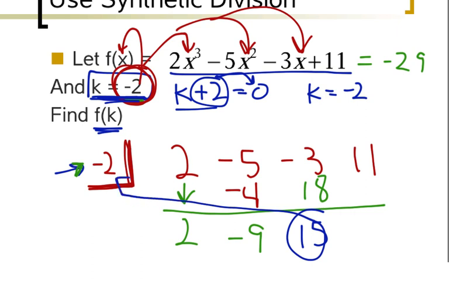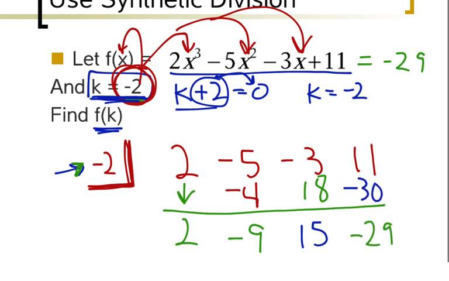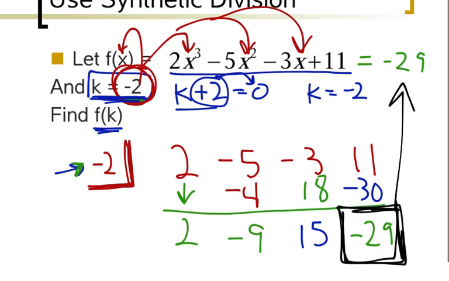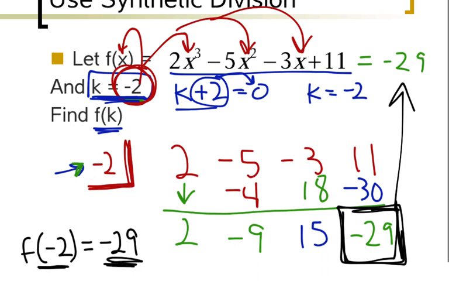Take that, times it by -2, and then bring it over here, and that's going to give me -30. When I add that, that gives me my -29. Now, notice the -29 is the answer I said it was going to be earlier. That's because whatever your remainder is in this process is actually your solution. What that means is that f of -2, if I was to plug in -2, the result would be -29. This is called the remainder theorem. Whatever the remainder is actually the answer, the result of if I had plugged in -2 for all the x's up here.